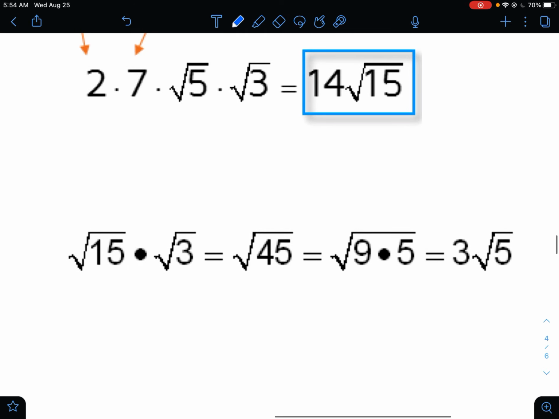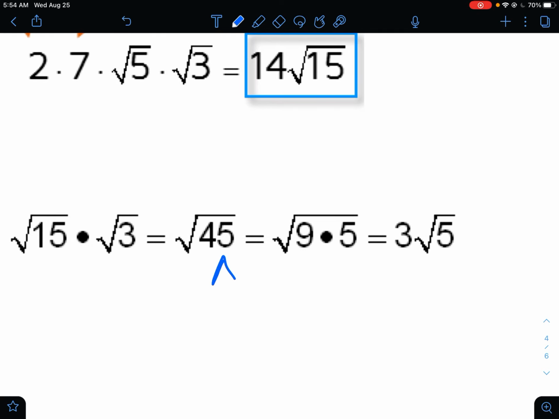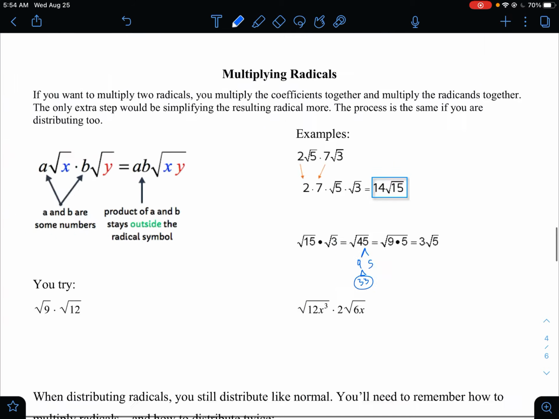Here's another example. If you do have root 15 and you're timesing by 3, you get root 45, which you can factor. That becomes 9 and 5, and 9 has factors of 3 and 3. And so you can square root 3 times 3 to get the 3 outside, and you'll get 3 root 5. So let's do a couple of examples here.